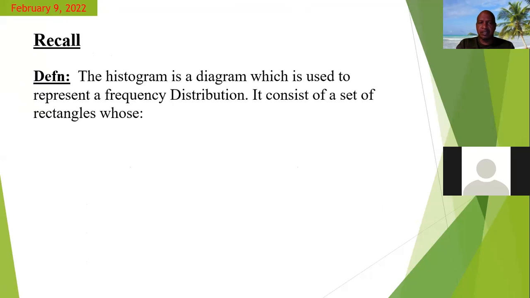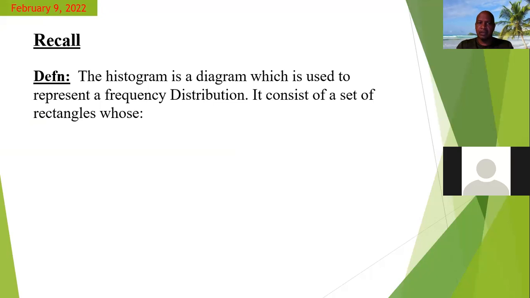We want to just refresh our minds about the histogram, because in finding the mode, especially of a frequency distribution, the histogram is really important because it is the histogram that we use to determine the mode for a frequency distribution. And of course, as you would have known, the histogram is a diagram with a set of rectangular bars where the value for the data occurs on the x-axis and the frequency of the data occurs on the y-axis.